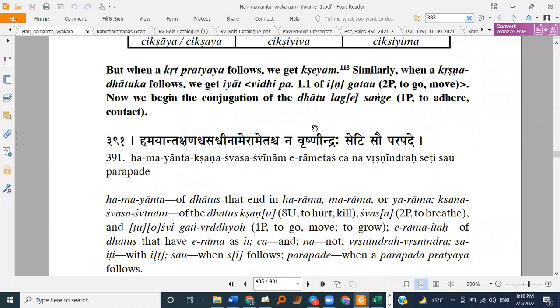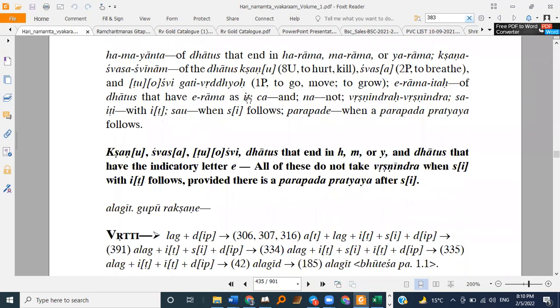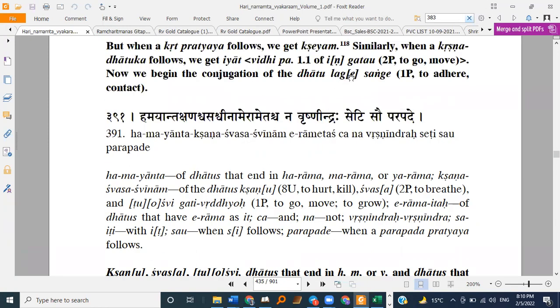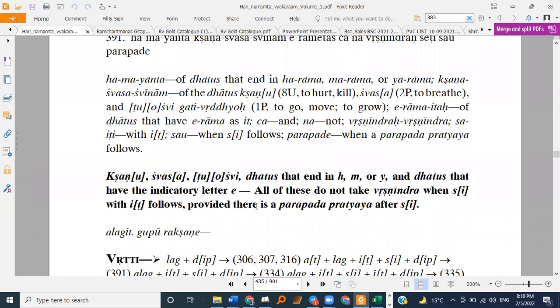So the dhatus kshanu, shvasa, dhatus that end in ha, ma or ya, and dhatus that have the indicator letter a, like in lage, we have the indicator letter a. So what happens then for these dhatus? All of these dhatus do not take vrishnendra when a c with it follows, provided there is a parapada pratyaya after. So basically, the sutra is saying, Sutra 391, yes.